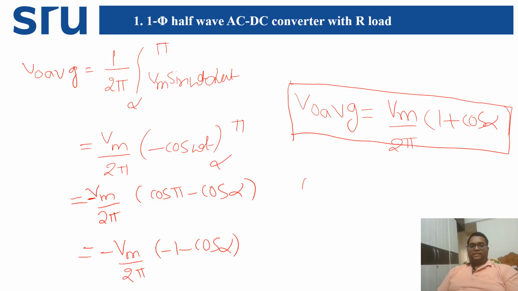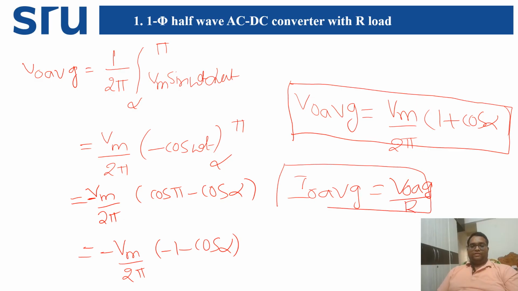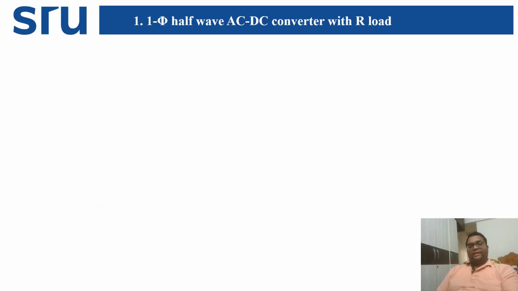Now this is the R load, right? So I naught average will be V naught average by R. This is the I naught average and the previous one is the V naught average. Next we will see the RMS output voltage and RMS current. Now let us take the RMS output voltage.